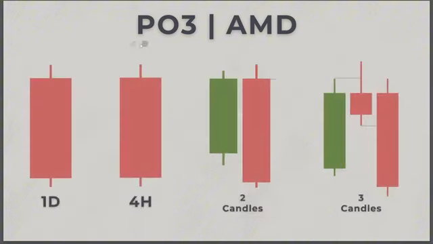So you see, we could look at power of 3 in 1 candle. For example, looking at the daily candle, this is a bearish candle, right? A red candle, it means that it opened here and closed here because it's bearish.